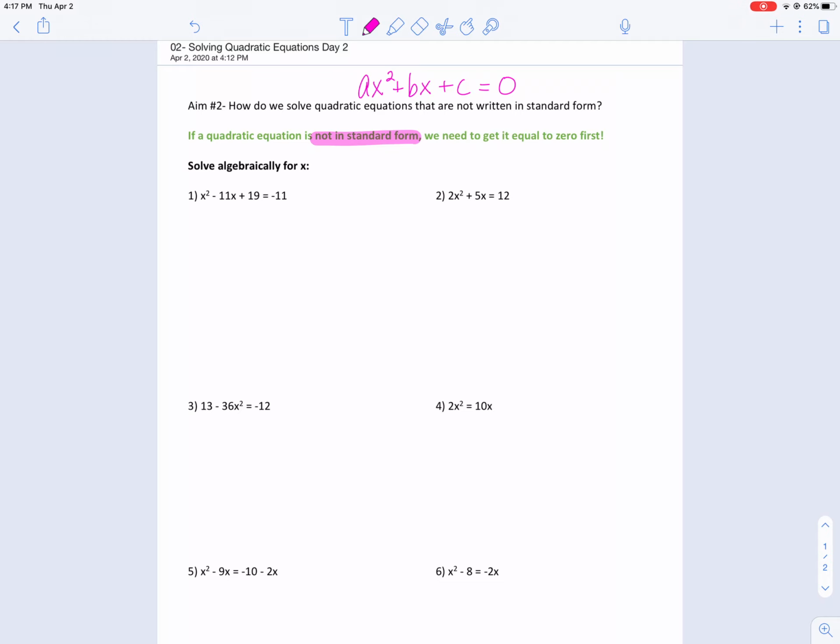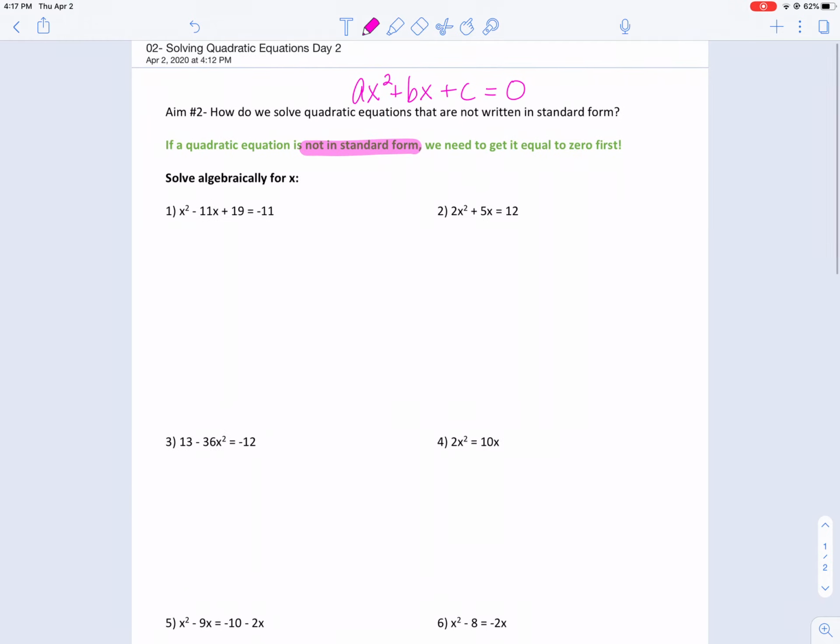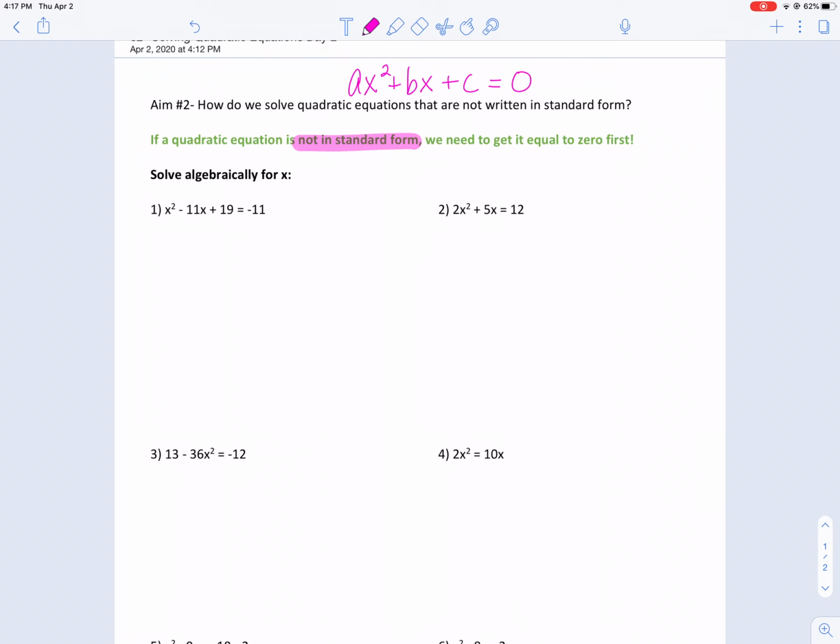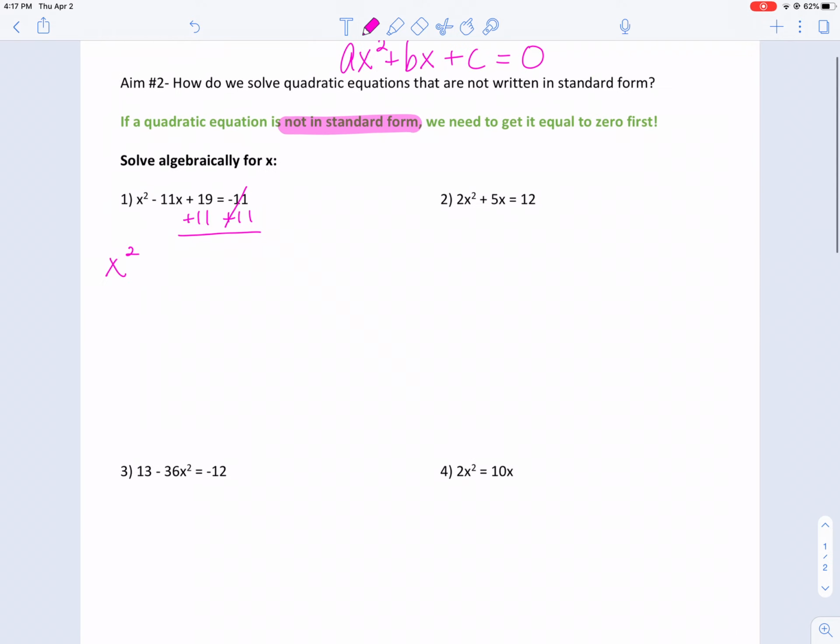So for instance, in number 1, you don't want that negative 11 there. So it's going to be this one extra step. We're going to do the inverse operation, which is to add 11 to both sides. So then we have x squared minus 11x plus 30 equals 0.